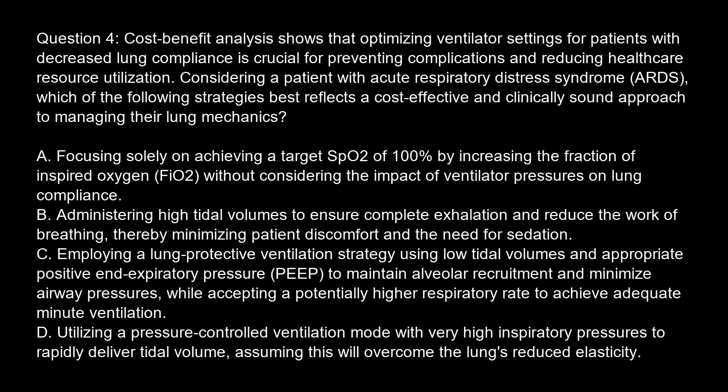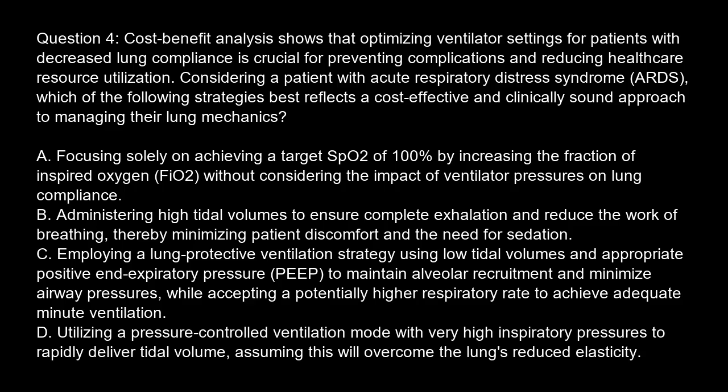Question 4. Cost-benefit analysis shows that optimizing ventilator settings for patients with decreased lung compliance is crucial for preventing complications and reducing healthcare resource utilization. Considering a patient with acute respiratory distress syndrome (ARDS), which of the following strategies best reflects a cost-effective and clinically sound approach to managing their lung mechanics?